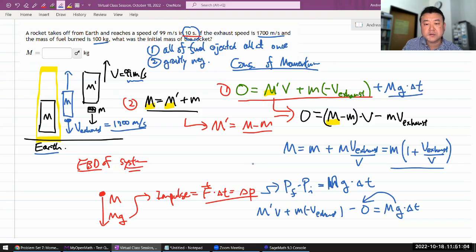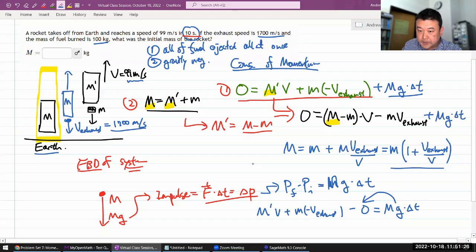When I add this here, the effect of that is that it tends to make this smaller. So I think that makes sense. Yeah, okay, so here, having put all this in, I think I can keep that plus, so plus mg times delta t.